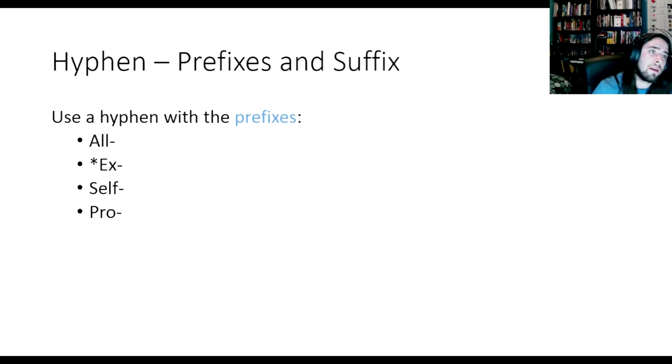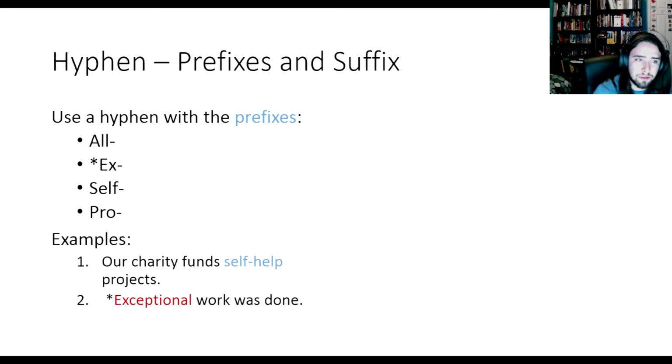Then for hyphenating prefixes and suffixes, use a hyphen with the prefixes all, ex, self, and pro. Of course, there's more, and there's some things that aren't going to work out, like exceptional. It's one word, don't hyphenate it. Our charity funds self-help projects.